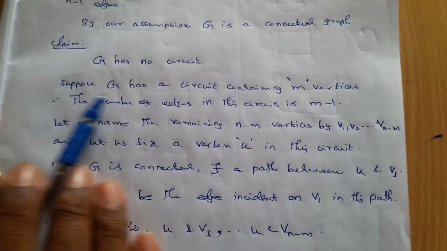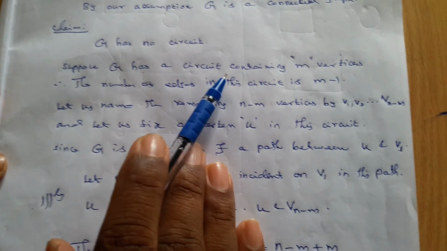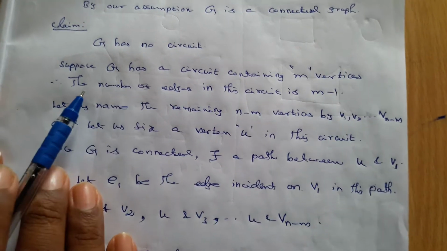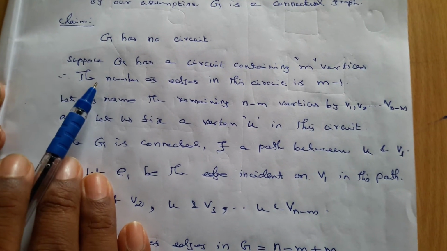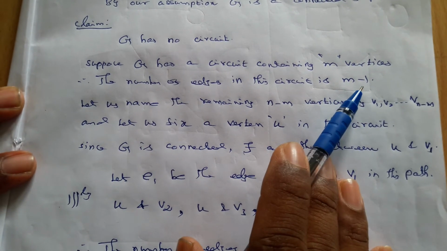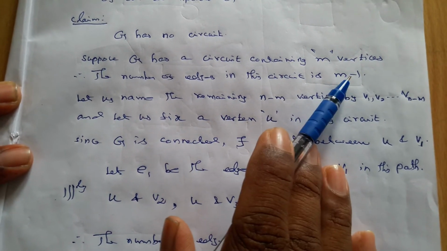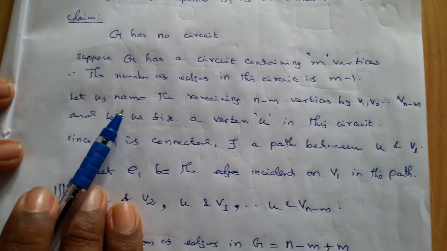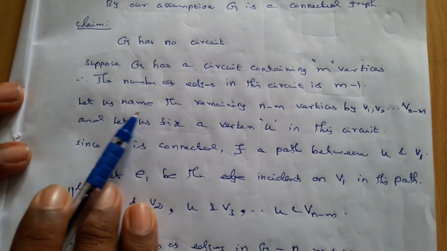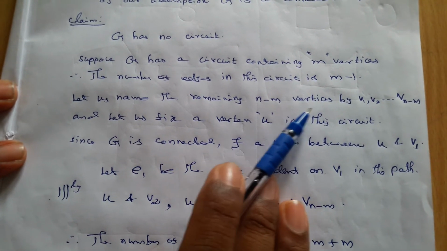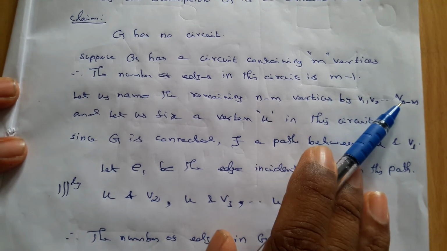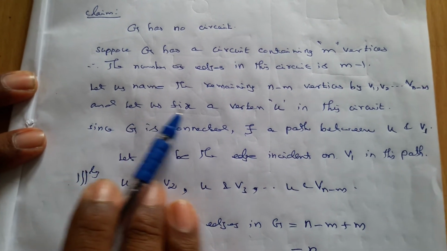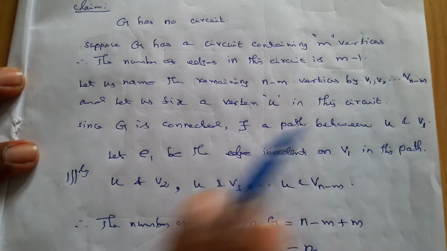Now we prove it. Suppose G has a circuit containing m vertices. If a circuit has m vertices, then it has m edges. But let us see whether this is possible. Let us name the remaining n minus m vertices v1, v2, up to vn minus m, and let us fix a vertex u in this circuit.